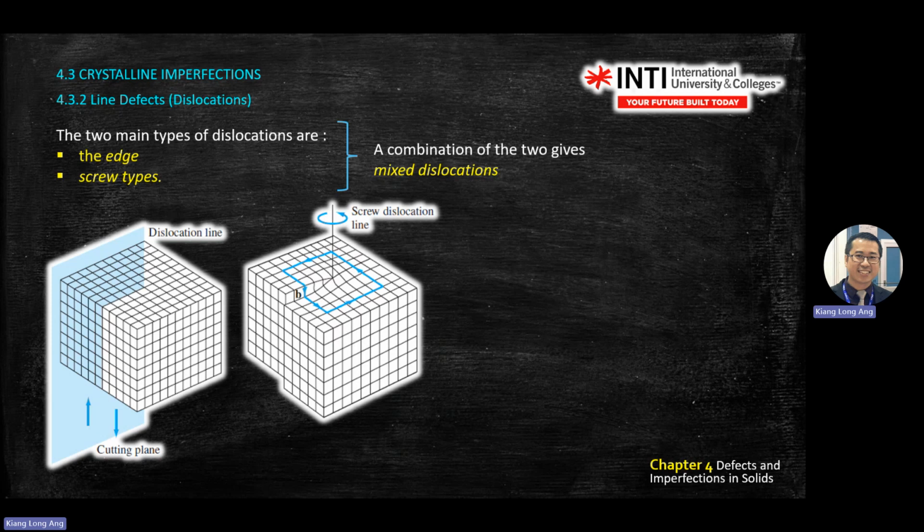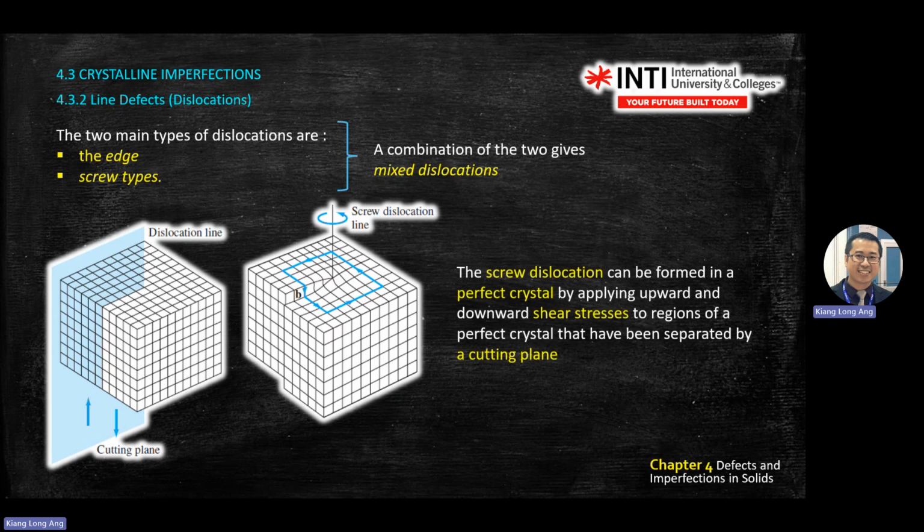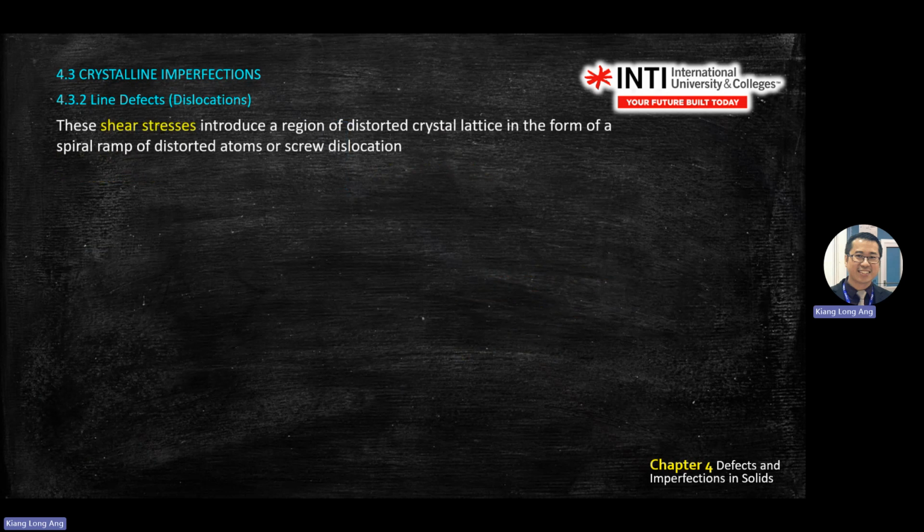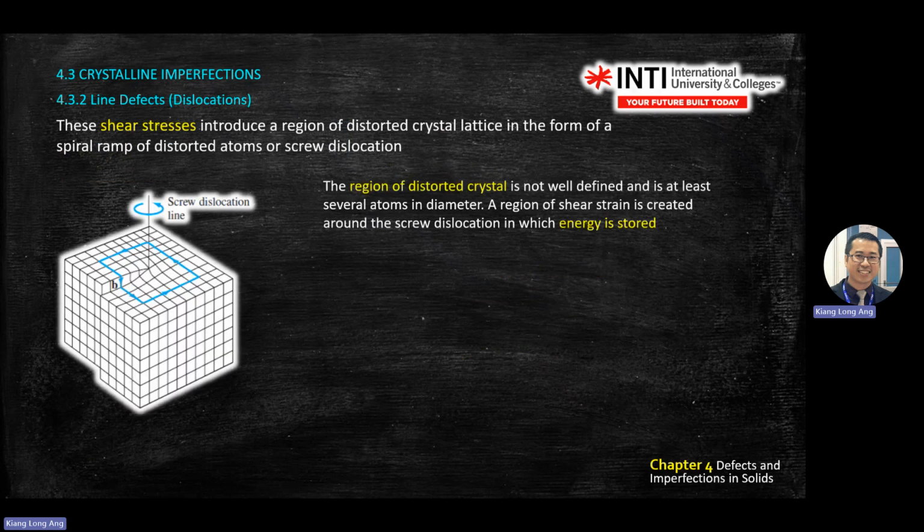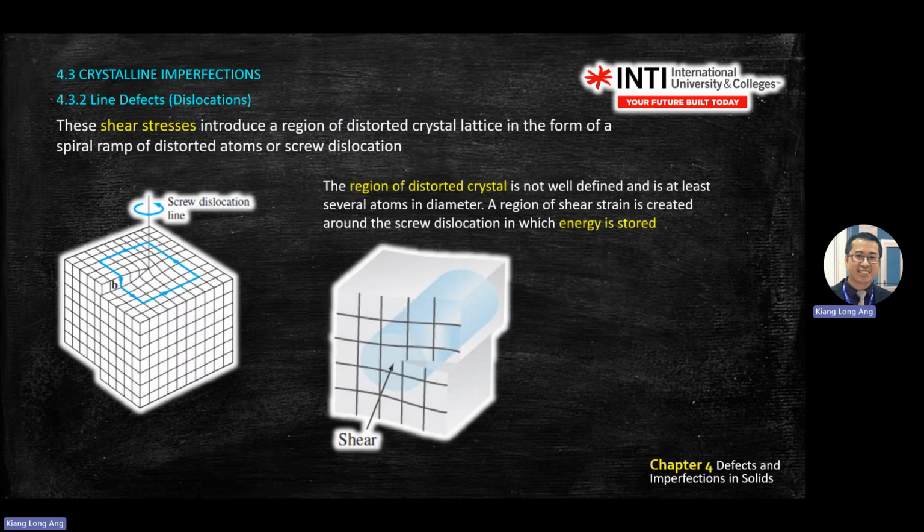You move up and down. But this one is the cutting plane. Then this one moves in the anti-clockwise direction. It's like a screw dislocation line. Okay. So this one is more on shear stress by a cutting plane. Then you'll form a screw dislocation. So this one is more on the shear plane. It's like how you tear your paper. Okay. You will cut like that.